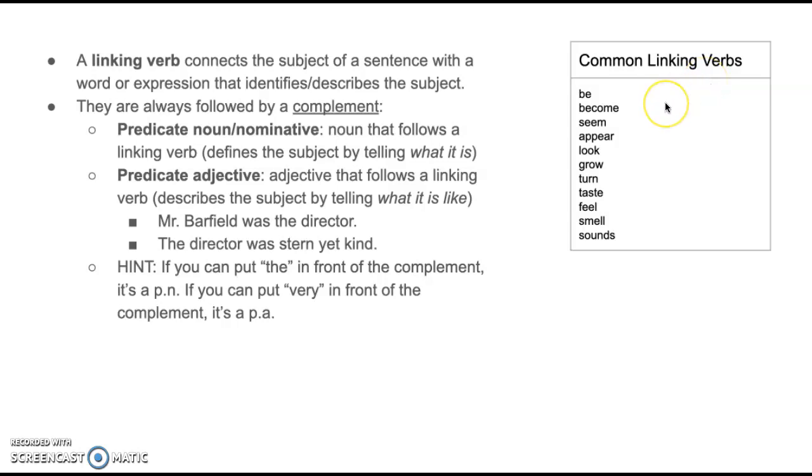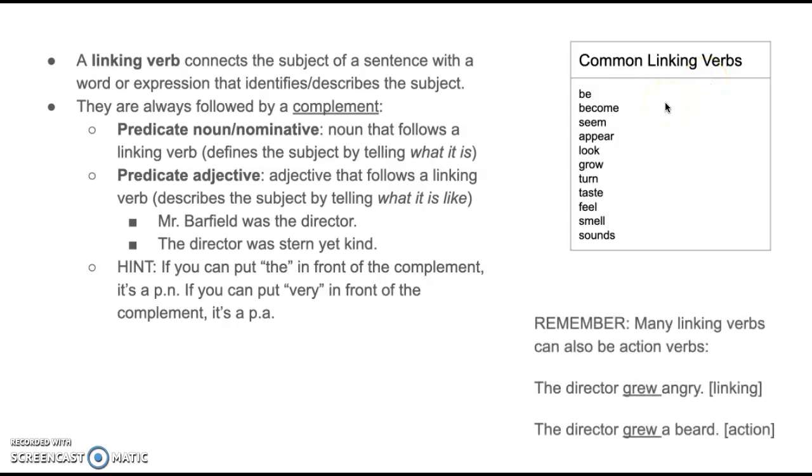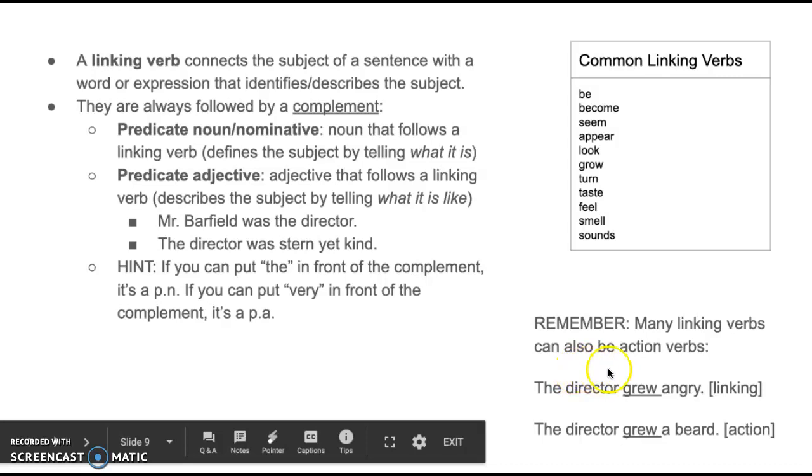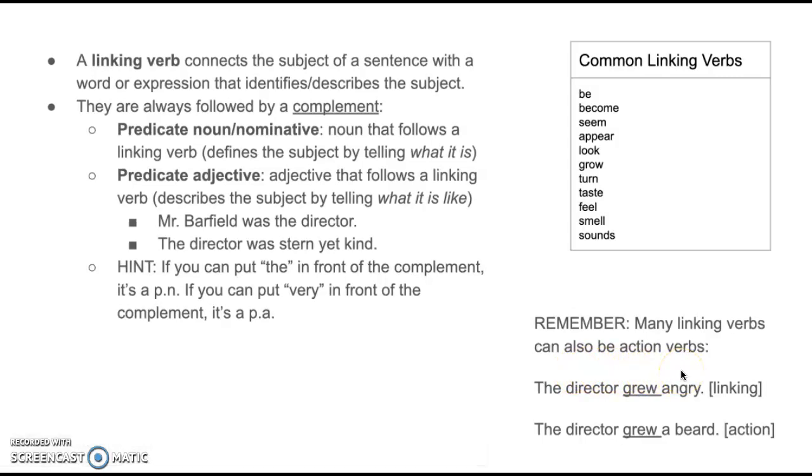You should know them and write them down in your notes. Remember, any linking verbs can also be action verbs. It's tricky. For example, grew in these two examples. The director grew angry and the director grew a beard. How do you tell if one's a linking verb or one's an action verb?